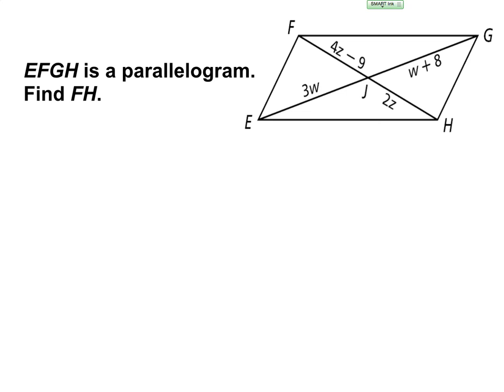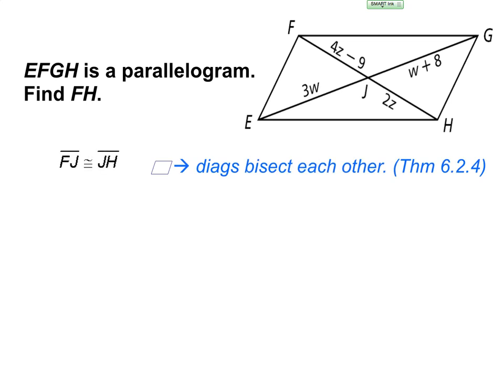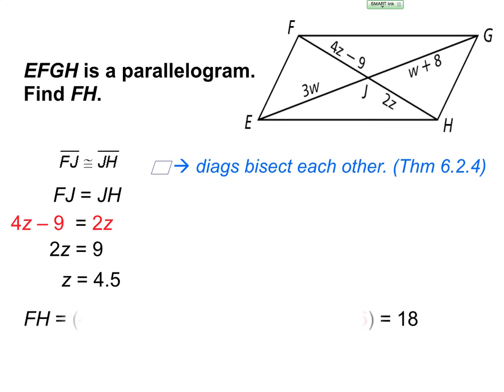So you set the 2z and the 4z minus 9 equal. And you solved and got z to be how much? Z was 4.5. Okay, then I asked you what FH is. So if you find JH to be 9, then FH is double that. So 18 is the final answer. So do you know how to finish it out?